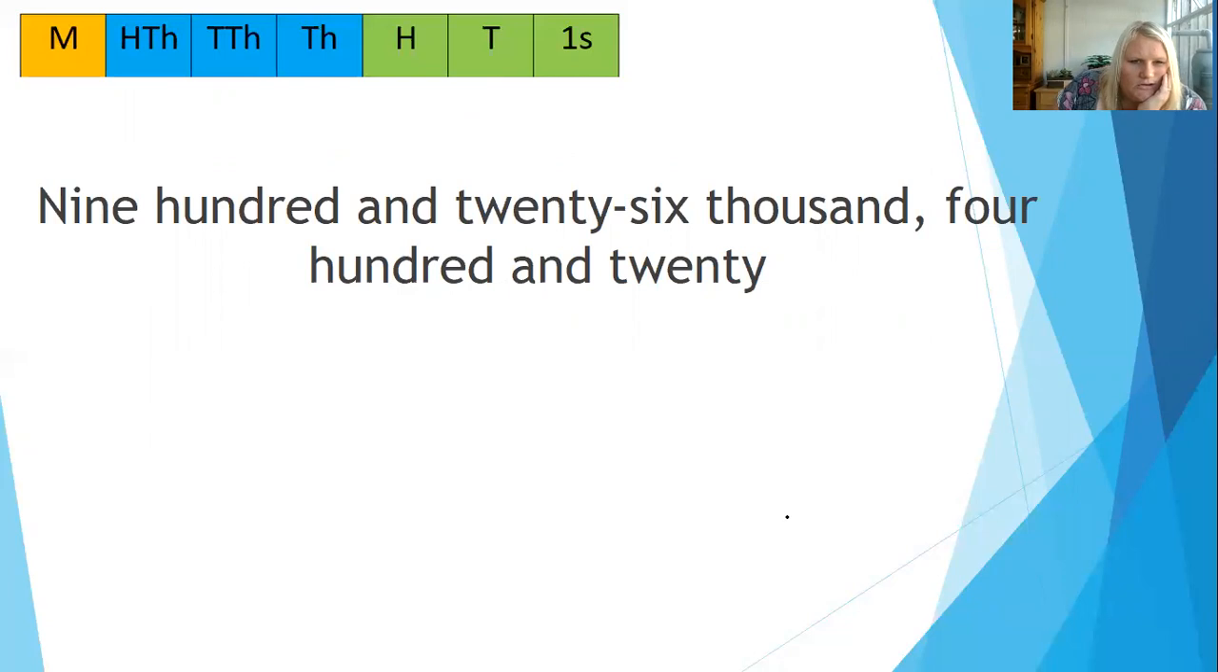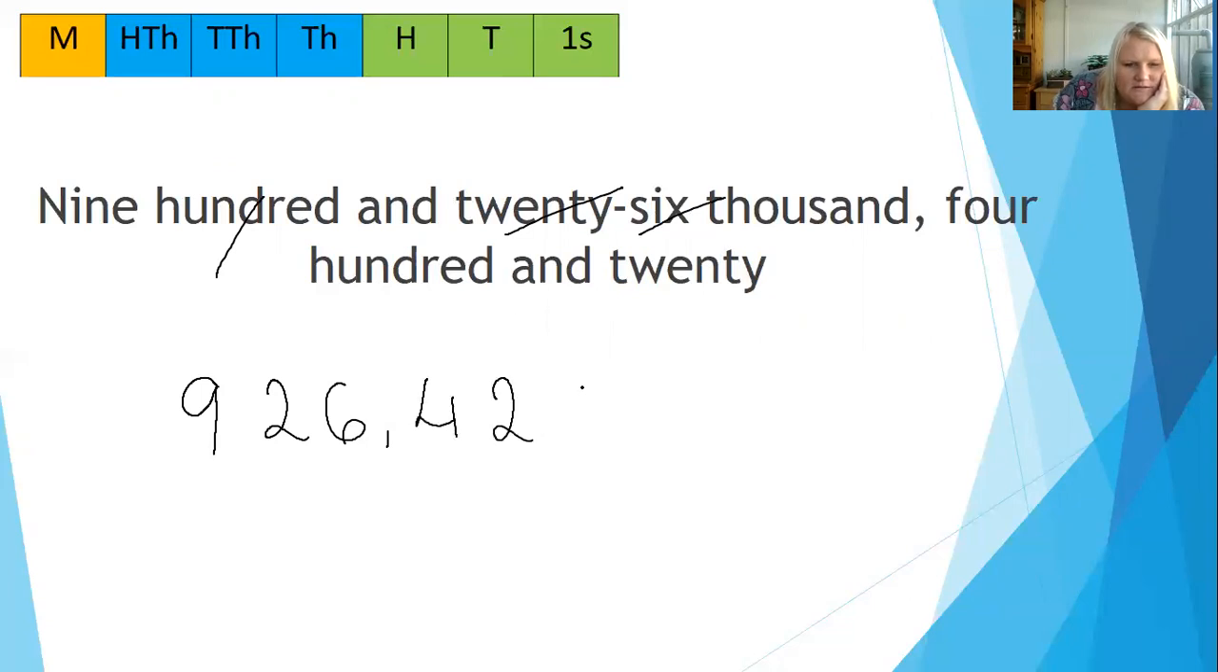926,420. Oh, right, let's write it down. You can use a place value grid if you need to, but I'm not going to right now. I'm just going to give it a go. So 926,000. I can always cross it off if I want to. So I've done that bit, I've done that bit. 420. So 926,420. Fabulous. Right, you give this one a go.